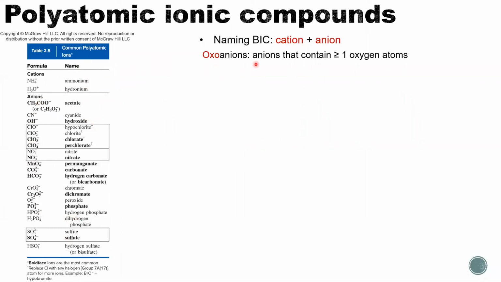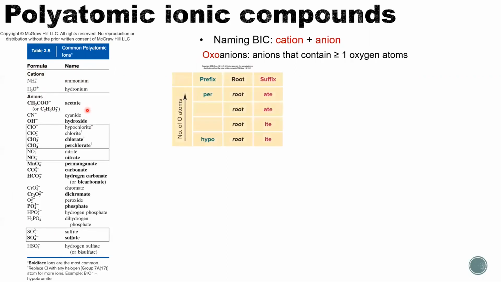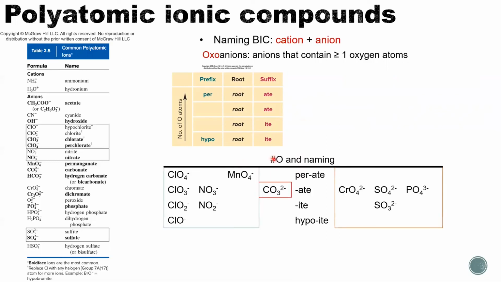Some of the polyatomic anions here are oxoanions, highlighted here. It refers to anions that contain oxygen atoms. For polyatomic cations, we only have these 2, so if you master these 2, that's fine. For oxoanions, the naming is slightly complicated because, depending on the number of oxygen atoms, we can put a prefix and a suffix. In total, we have 4 different combinations. I summarize it in this chart.